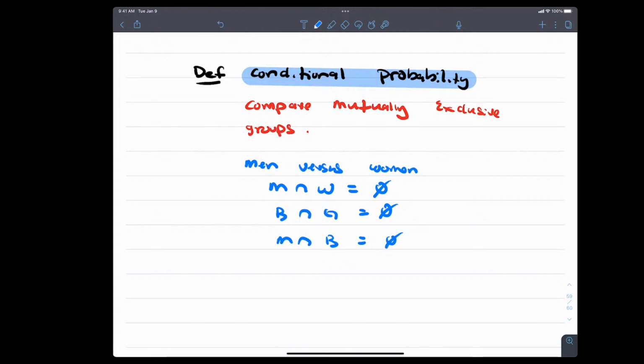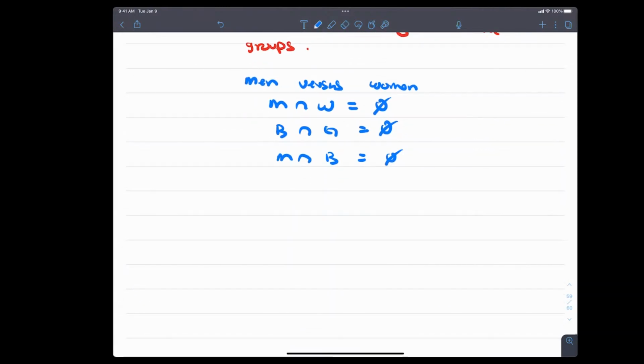Okay. We can look at ethnic groups. Asian versus white. And maybe I should write down some of those terms here. So I just want to let you guys know we're going to compare groups today. All right, mutually exclusive. Just any two groups where you don't have a single person in common.